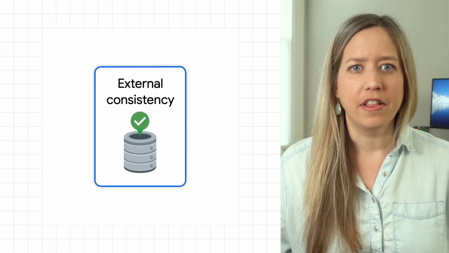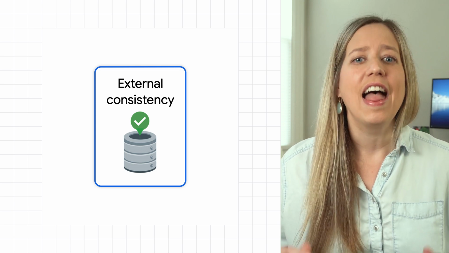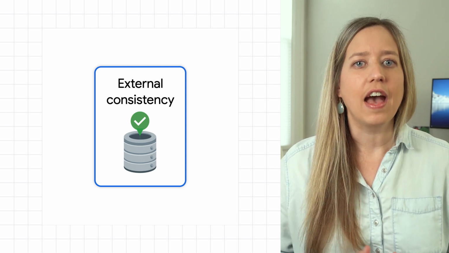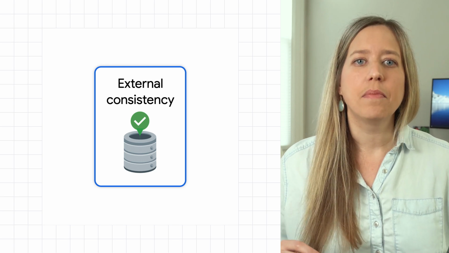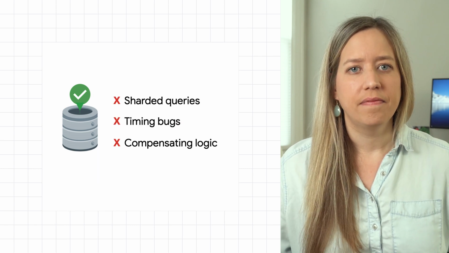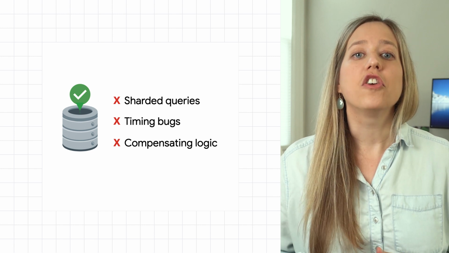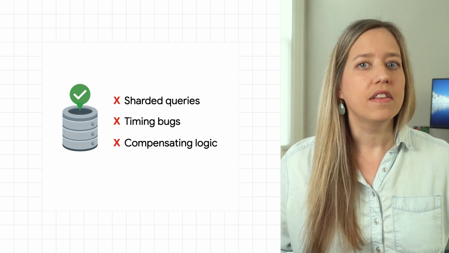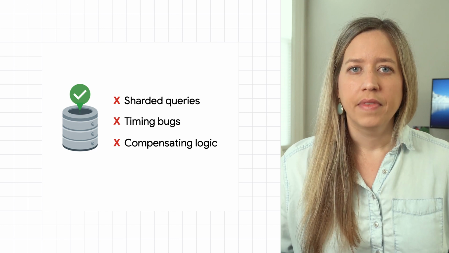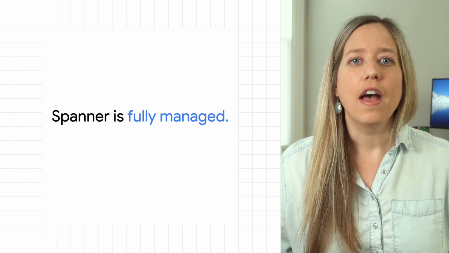Spanner is the only distributed relational database that provides external consistency, the highest consistency guarantee. This means that all changes in the database appear from the outside as if they happen sequentially. This dramatically simplifies a developer's view of the data. No more sharded queries, timing bugs, or compensating logic. To your application, Spanner looks like a familiar single-instance database. It handles the complexities of ensuring consistent transactions, even as infrastructure scales up or automatically fails over. Spanner is fully managed, so your operators don't ever have to worry about sharding or replication. So how does Spanner provide external consistency without sacrificing availability or performance at scale?